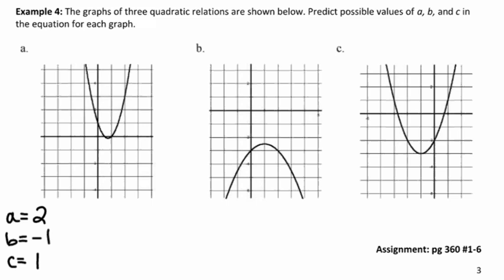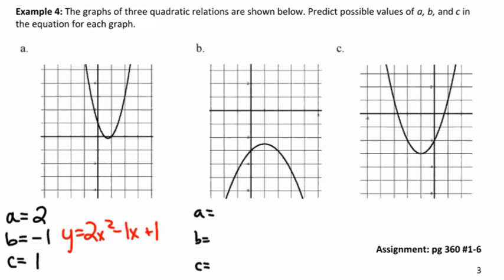So if we wanted to come up with an equation here, we could say y equals 2x squared minus 1x, or minus x, plus 1 would be an approximate equation for that quadratic. And we can always check that in our calculator to see how close we are. Again, we don't need to be dead on. We're just using what we've learned about each letter to try to identify and recognize those characteristics.